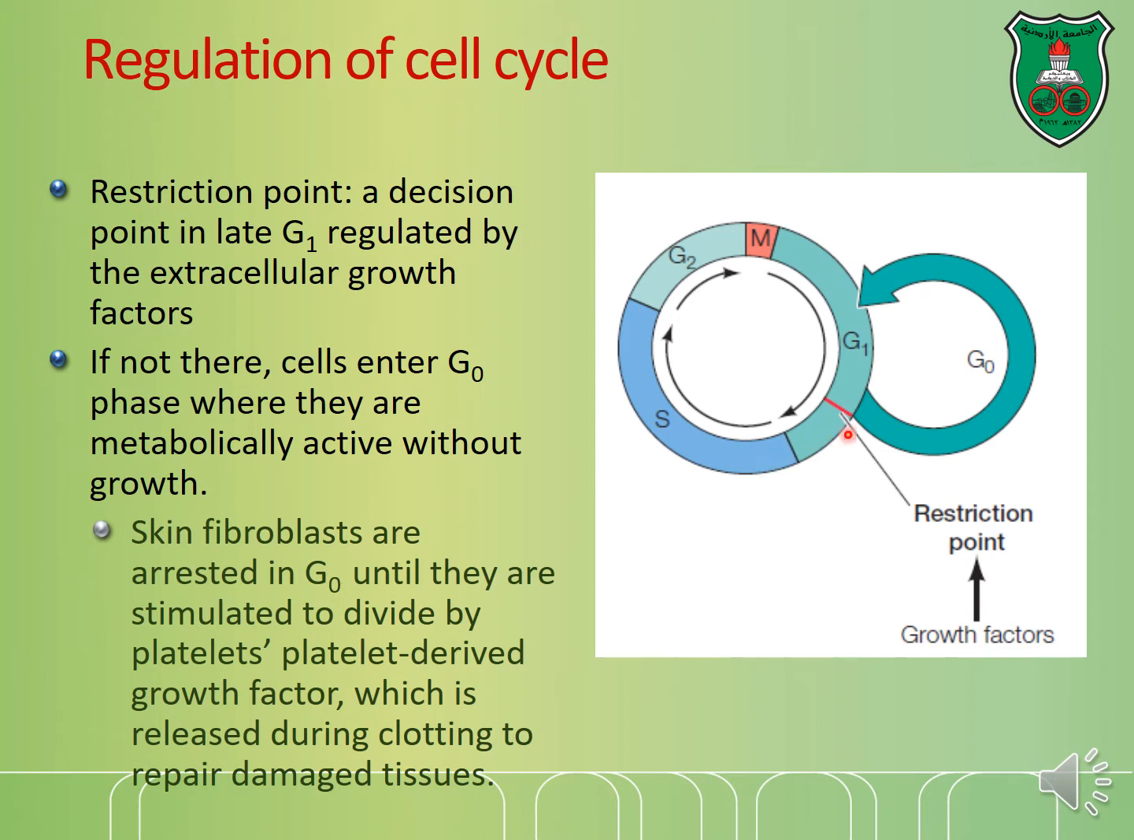Now, these are arrested in the G0 phase until they are stimulated by platelet-derived growth factor, which is a growth factor. So whenever there is an injury in the tissue and these fibroblast cells are damaged, they exit the G0 phase and enter the G1 phase in order to proliferate and compensate the loss of cells. And then once they divide to a certain number, which is always controlled, they enter the G0 phase again.